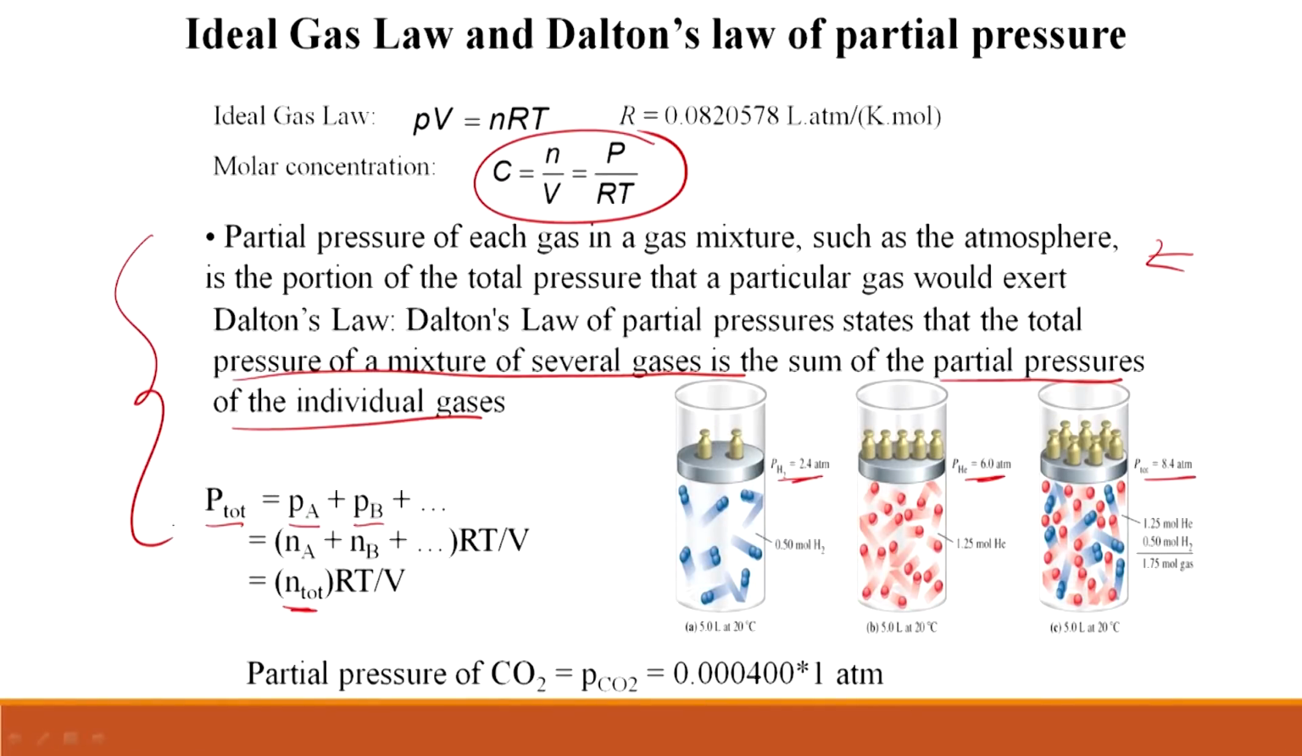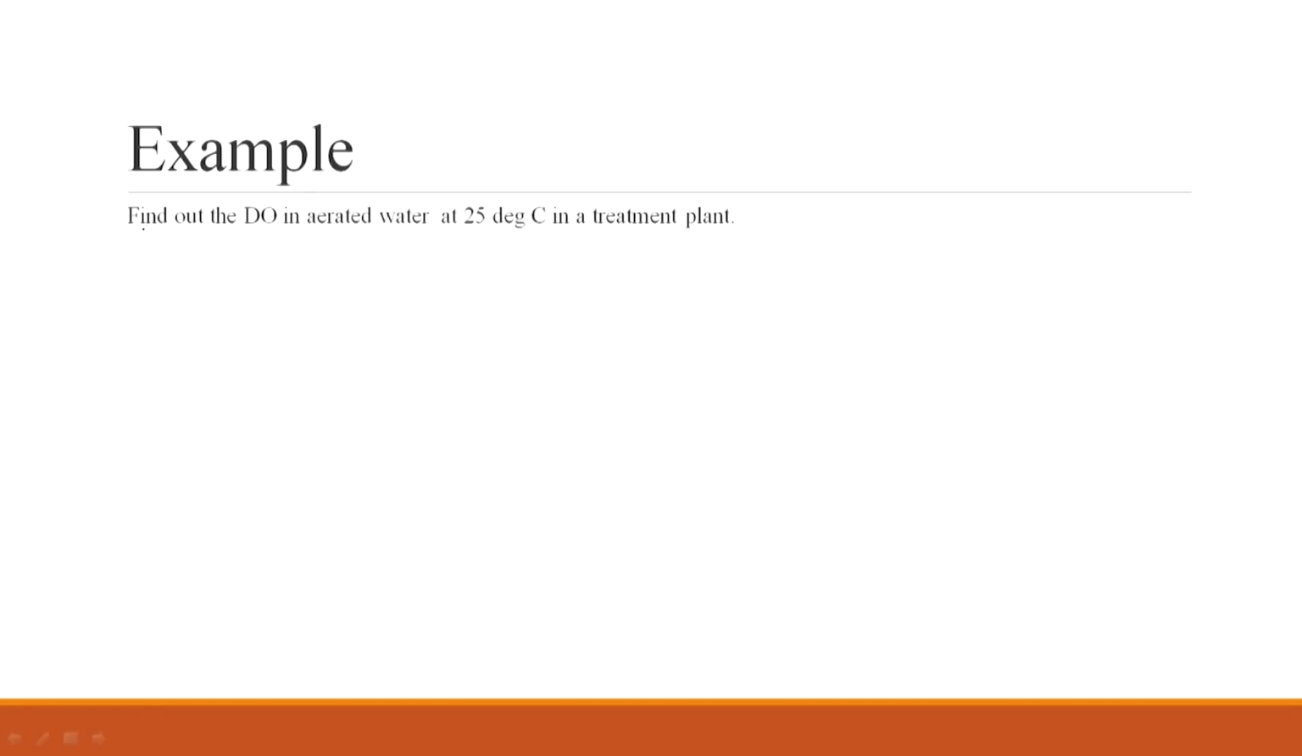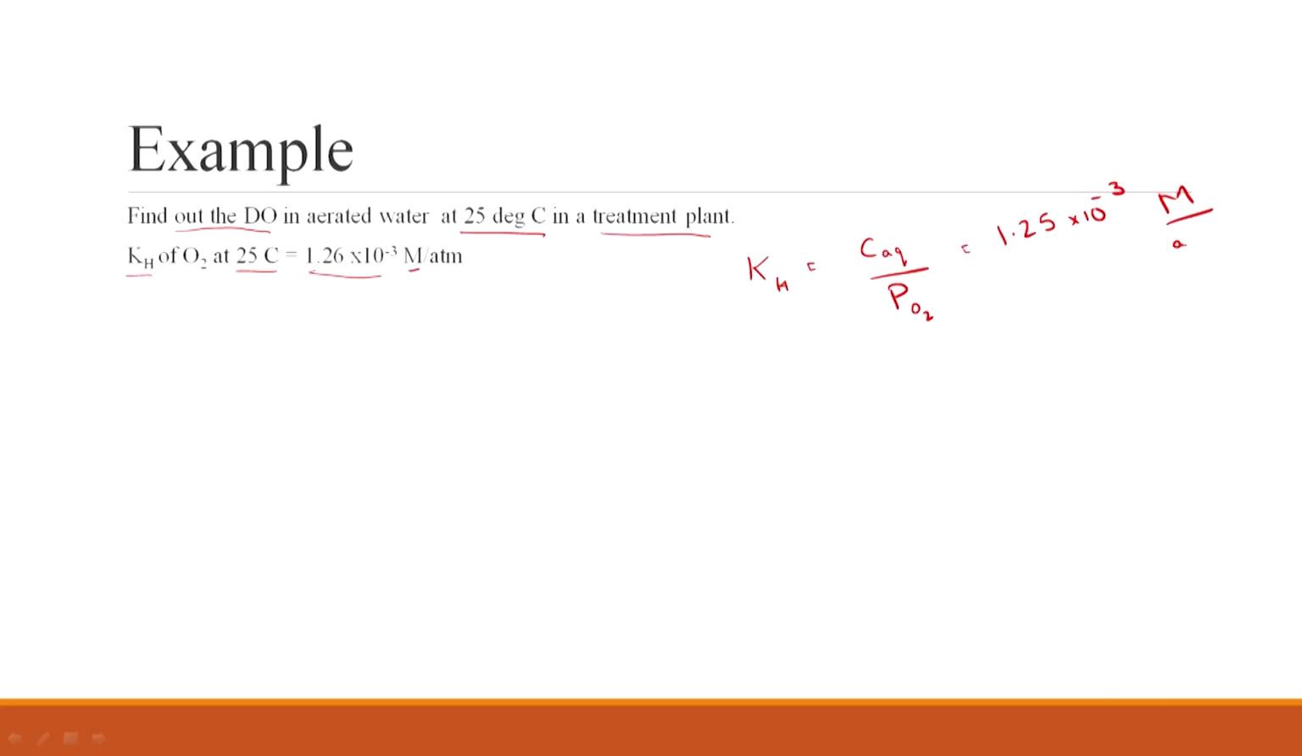So, let us move on, and here we have an example. Find out the DO in aerated water at 25 degrees centigrade in a treatment plant. What is the information that we have? We have kH equal to this particular value at 25 degrees centigrade. Looking at the units, kH is in molar units: concentration in the aqueous phase by the partial pressure, with respect to dissolved oxygen. It is equal to 1.26 into 10 power minus 3 molar per atmosphere.